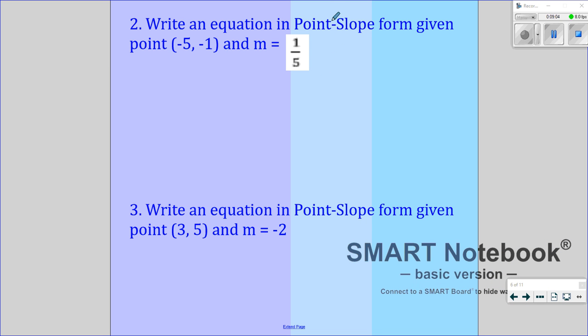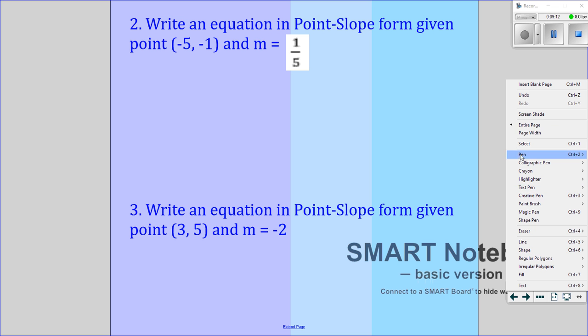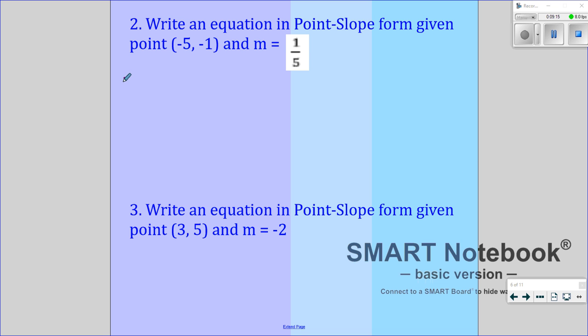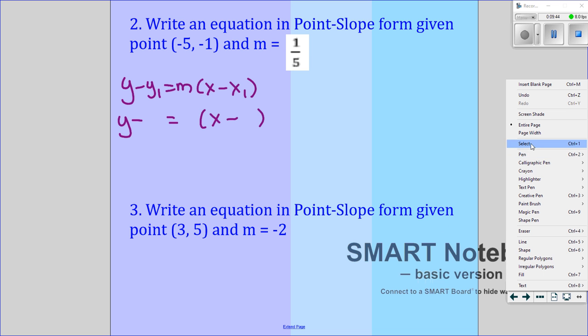So number 2, same thing. Write an equation in point slope form, given the point -5, -1, and m as 1 over 5. So the first step, we're going to write the point slope form, which is y minus y1 equals m times x minus x1. Now we plug in what we need to plug in. I know we did the slope first and then the point next. We could put that all together. So I'm going to fill in the spaces with the point and the slope that they gave us.